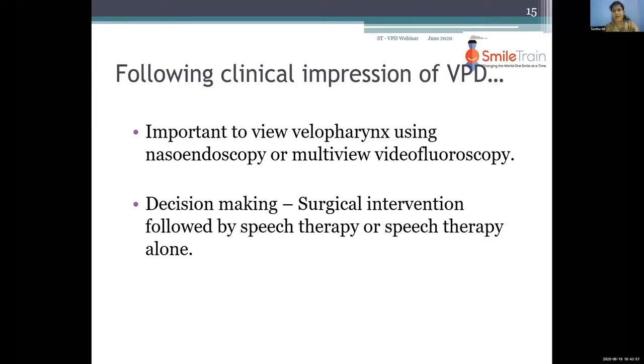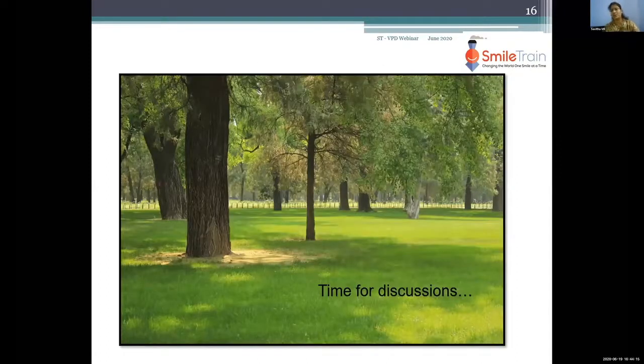And once we have an impression of VPD, we have to go ahead with the next step, wherein we view the velopharynx using either endoscopy or video fluoroscopy. And based on the findings of that, we decide on further management. So with that, I will stop here and we can take any questions for discussion on clinical impression of velopharyngeal dysfunction.